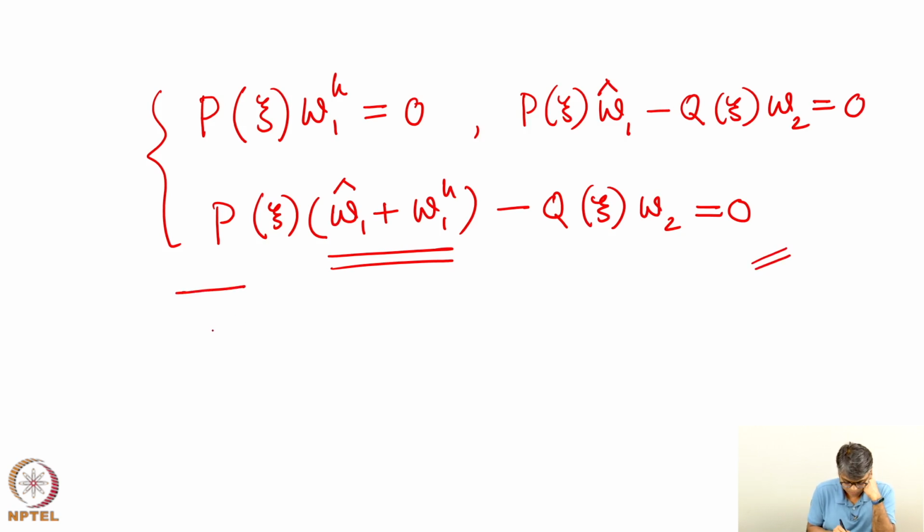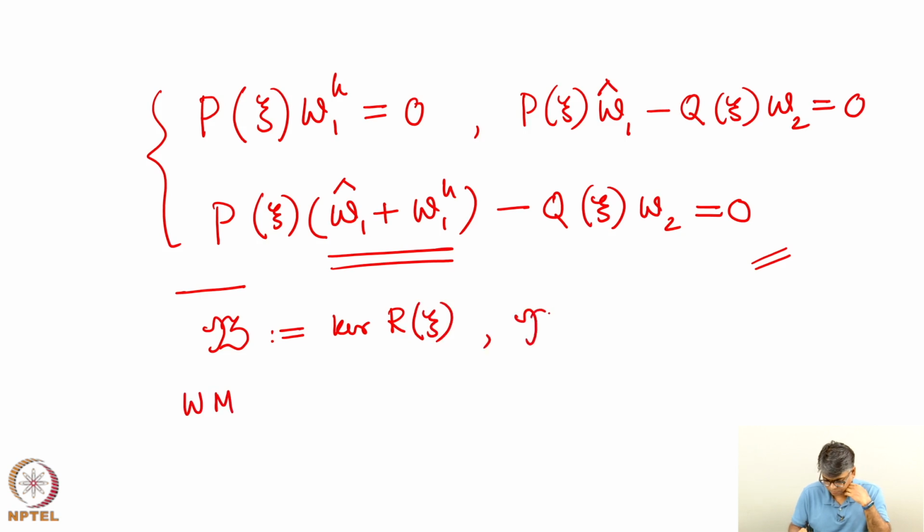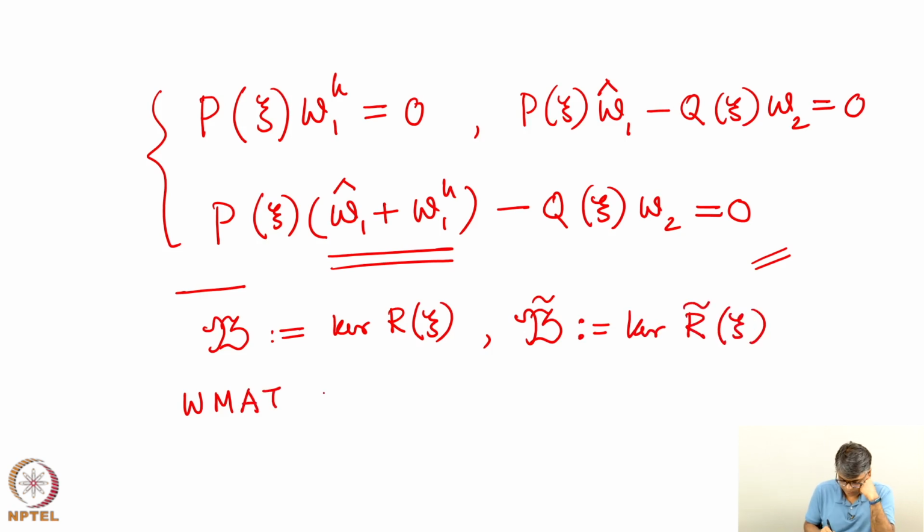We have B given by kernel of R(ξ), we assume, and of course let us say we have B tilde also, which is given by kernel of R tilde(ξ). Now we may assume that R(ξ) is full row rank, right?